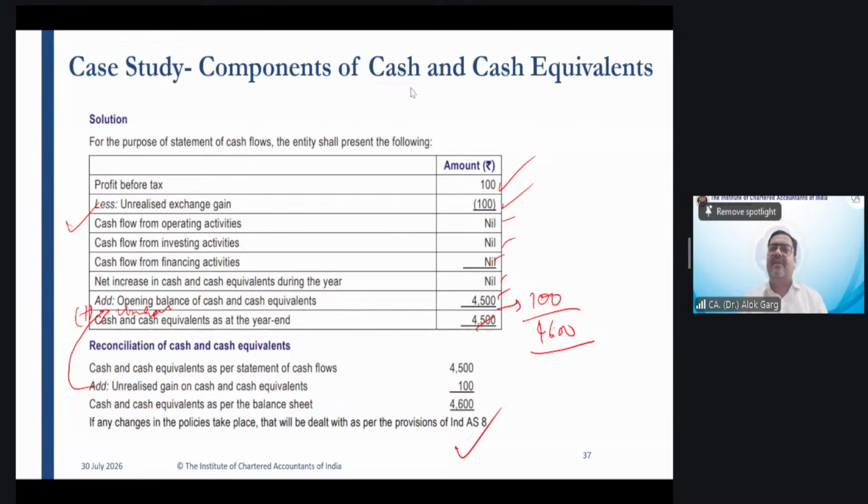Any doubt, any question here? यहां पे आपका कोई क्वेश्चन? My dear friends, any question?